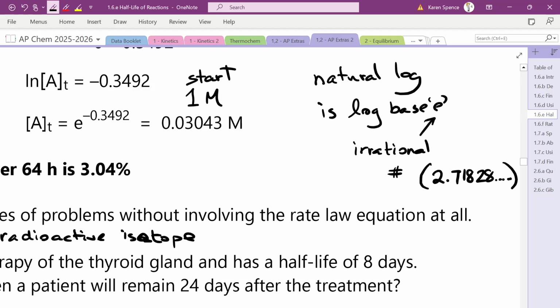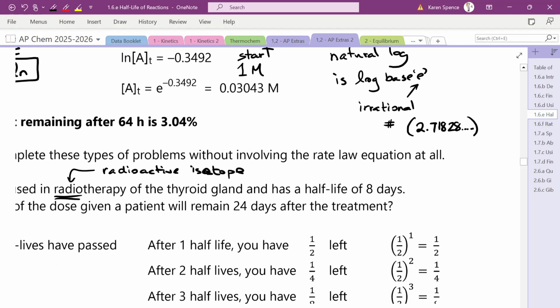Don't really worry about understanding it. Your math teachers will teach you about e. They'll teach you about natural logs. As long as you can punch the button, you're good for Chem 12 and good for AP Chem.